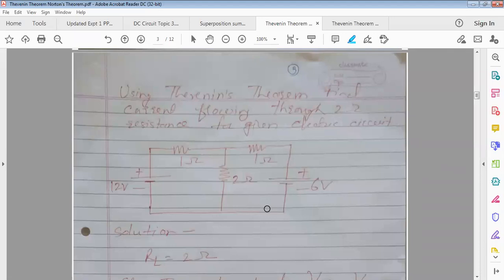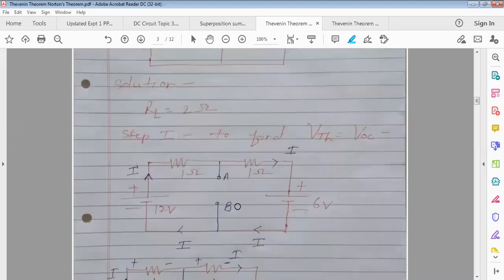So the first step in Thevenin's theorem is to find out VTH or VOC, the Thevenin's equivalent voltage. For that, what do you have to do? Open the load resistance. Very good. You have to open this, remove the load resistance, and across those 2 open terminals, find out the voltage.